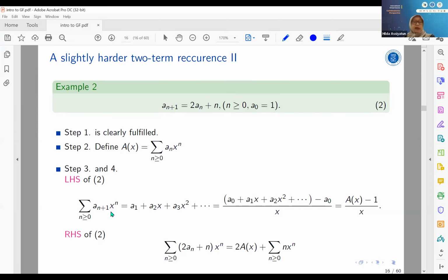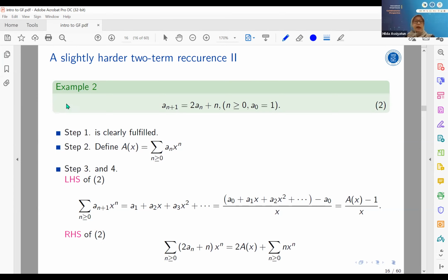Again, we look at the left hand side first. This is quite similar to the previous example. Here we have that a0 is not 0, so we still have one extra term here, minus 1. So this is the left hand side. For the right hand side, the first term is easy. It's just 2 times A(x). Now, how about the second term?